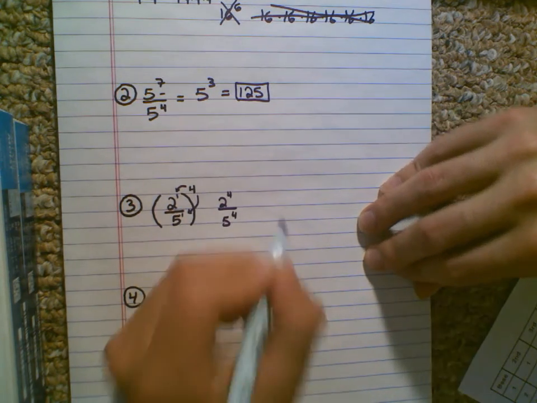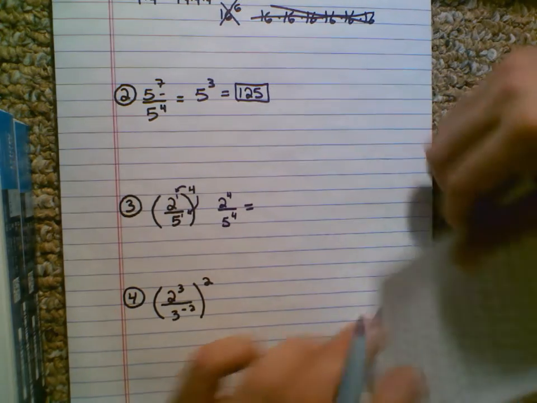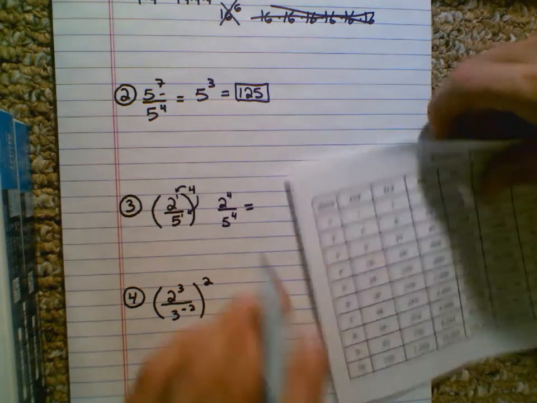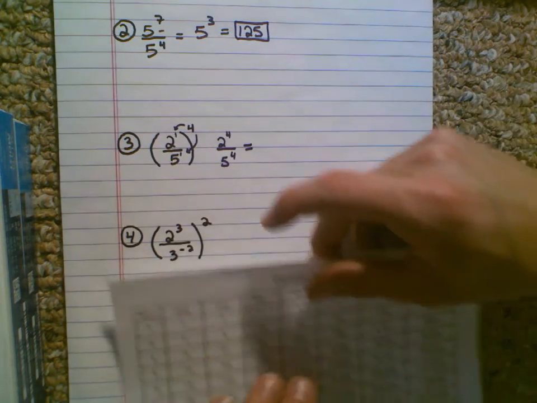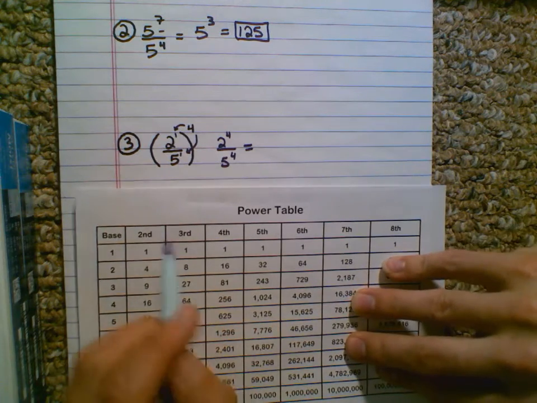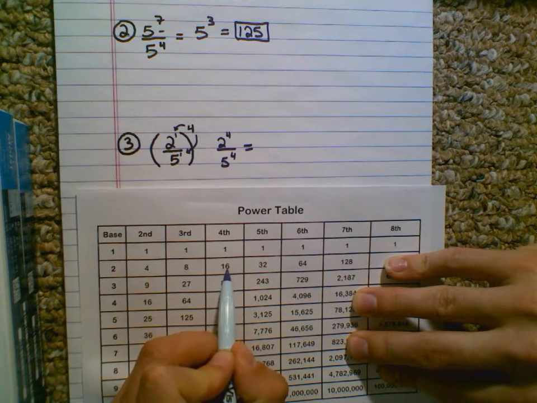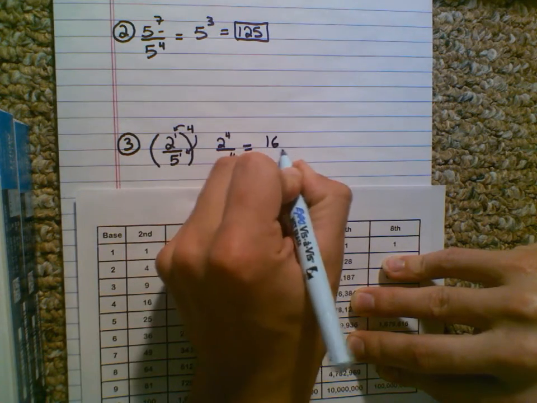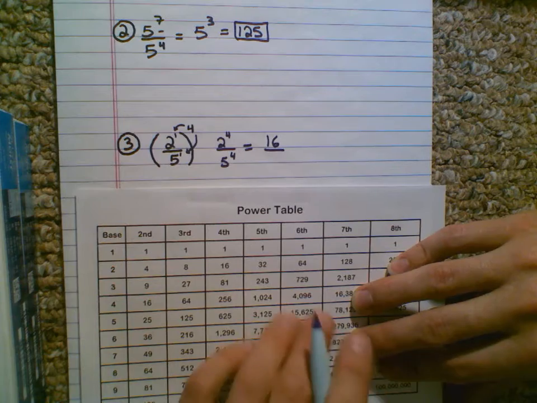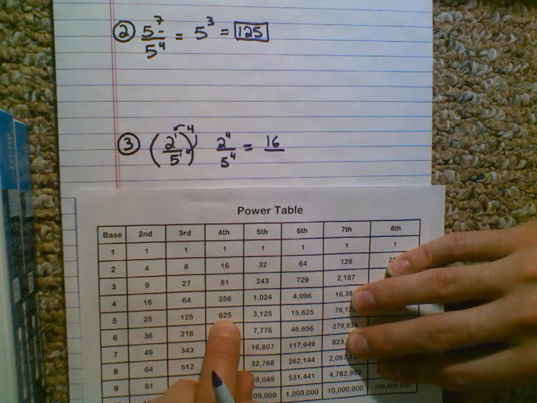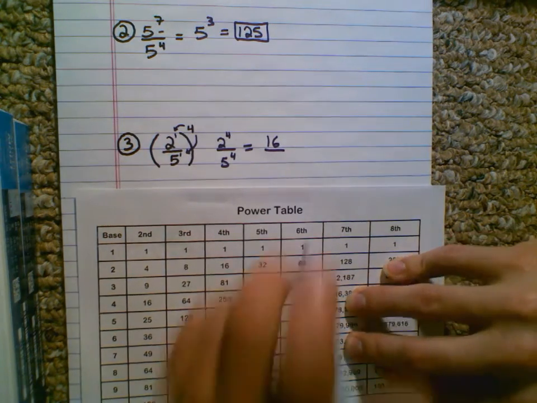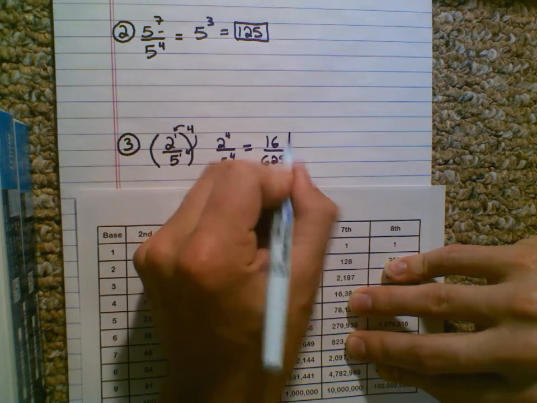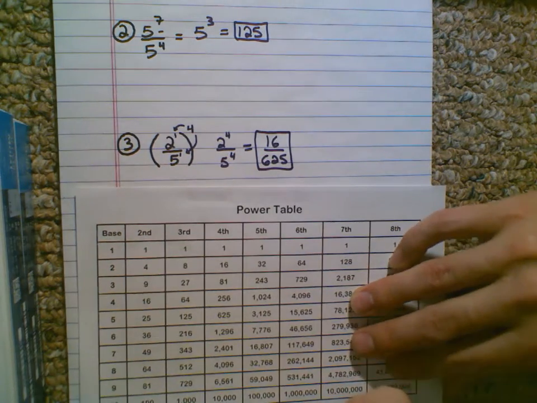And then if I want to know what this is equal to, I just use my power table to figure out what the top is equal to and what the bottom is equal to. So looking at the power table, if I want to know what 2 to the 4th is, base of 2, power of 4, I get 16. So 2 to the 4th is 16. Then I calculate what 5 to the 4th is. So I go 5 to the 4th, and I see that it's 625. So my final answer would be 16 over 625.